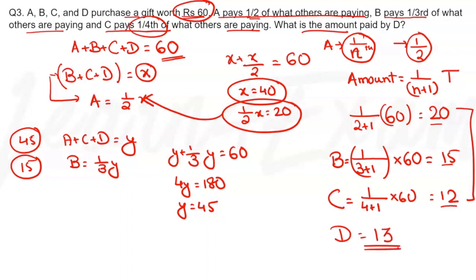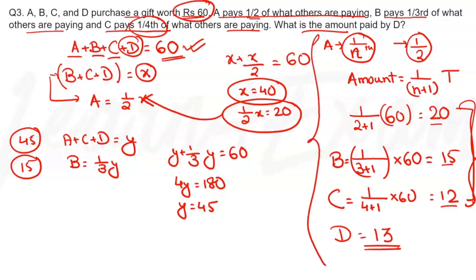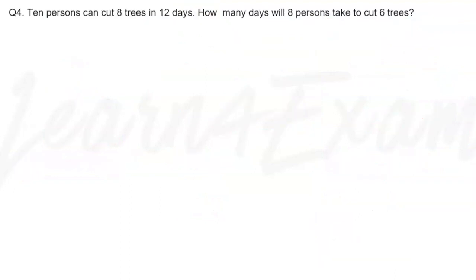How to calculate that? Because the total amount was 60. So if we already know the three numbers, we can put these three numbers here and find out the value of D. This is the shortcut method to do these kind of questions, right? Let's move into the fourth question.